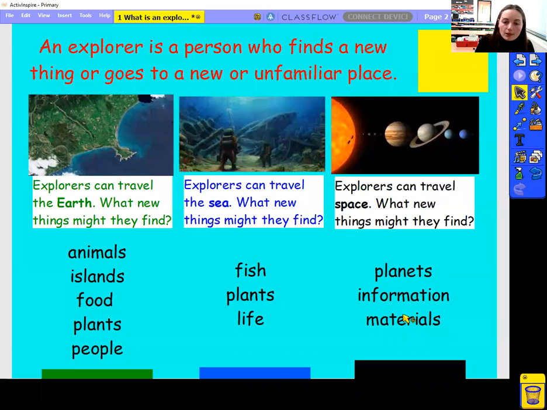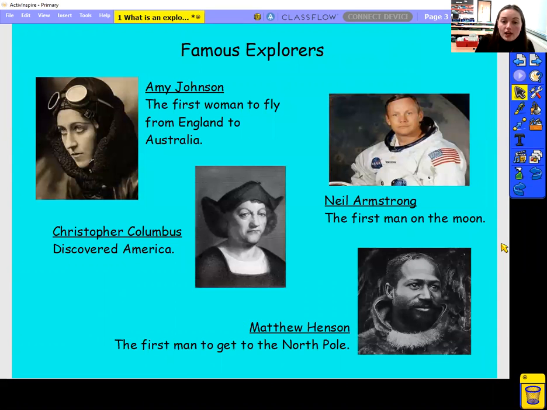Well done if you got planets, information and materials. All of those things can be found in space. They might find some new planets, they might find out new and interesting things, and they might find some new materials that we don't have on this planet. So as I'm sure you can tell, explorers are very important because they discover new things that can help all of the other humans on our planet.